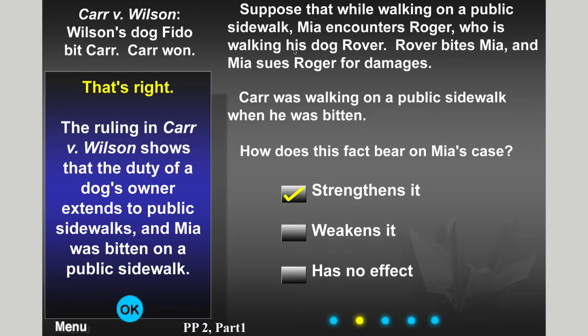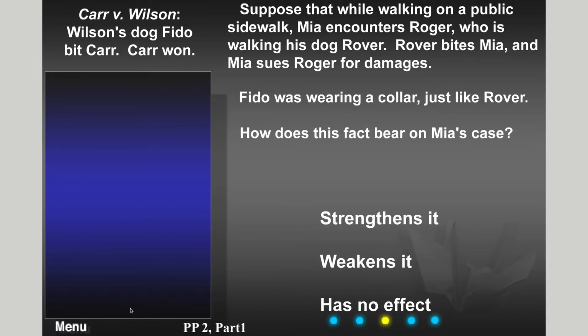It's not that Mia was roaming onto Roger's private land, or even into his house. Well, then we would expect Mia to be responsible for the fact that she's bitten. In fact, that's the reason why a lot of people get guard dogs. No, this was a public space. This would strengthen Mia's case against Roger for recovering damages.